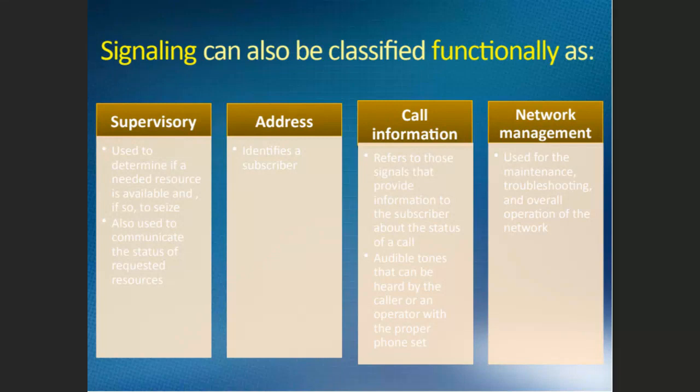Then the call information refers to those signals that provide information to the subscriber about the status of a call. How many minutes your call has taken, the subscriber, did he receive the call, is his line busy? These are call information. The network management is how you are managing your network. Is there any failure? Which part is faulty? Okay.